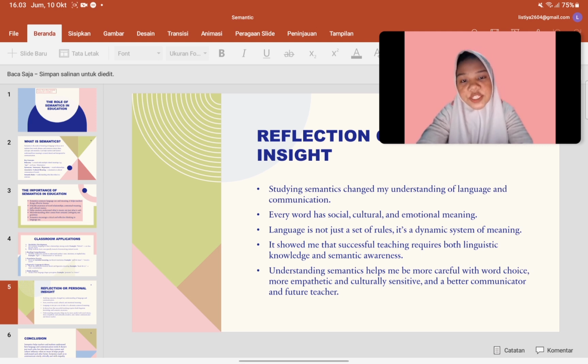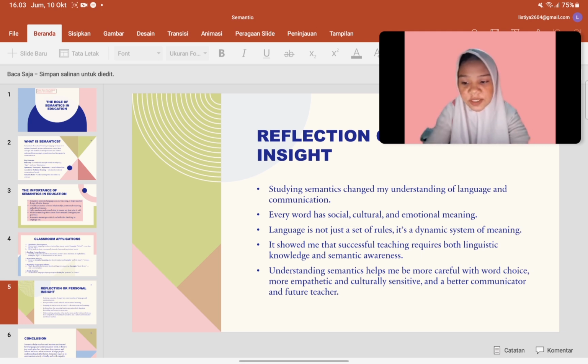As a future teacher, I've learned that being linguistically and semantically aware makes me more careful with word choice, more empathetic, and more culturally sensitive. It helps me become a better communicator and educator.